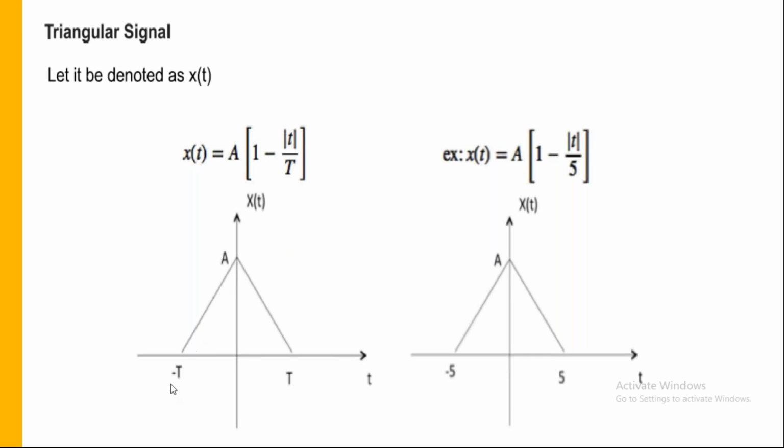But you observe this, since I have two coordinates, one is minus T comma 0 and the other one is 0 comma a. When you write the equation between 2 points, I can write the equation y minus y1. Since I have 2 coordinates x1 y1 and x2 y2, I can write the equation of a line using this formula: y minus y1 equal to y2 minus y1 by x2 minus x1 into x minus x1.